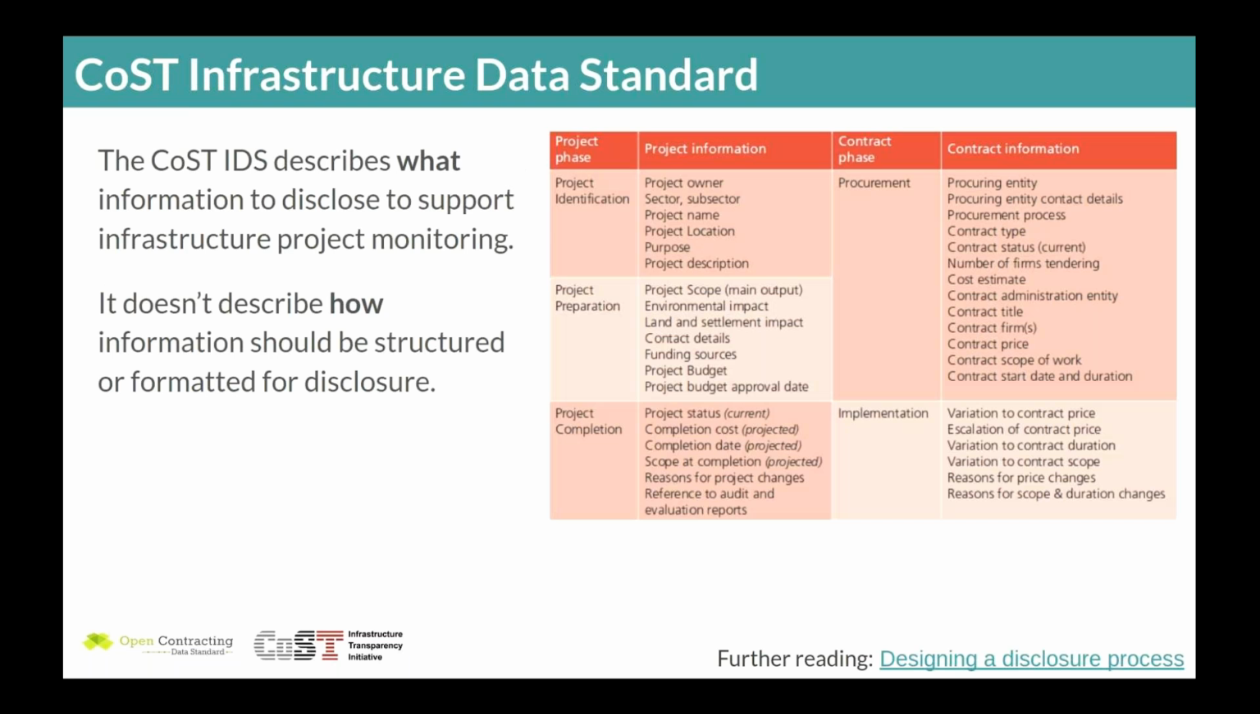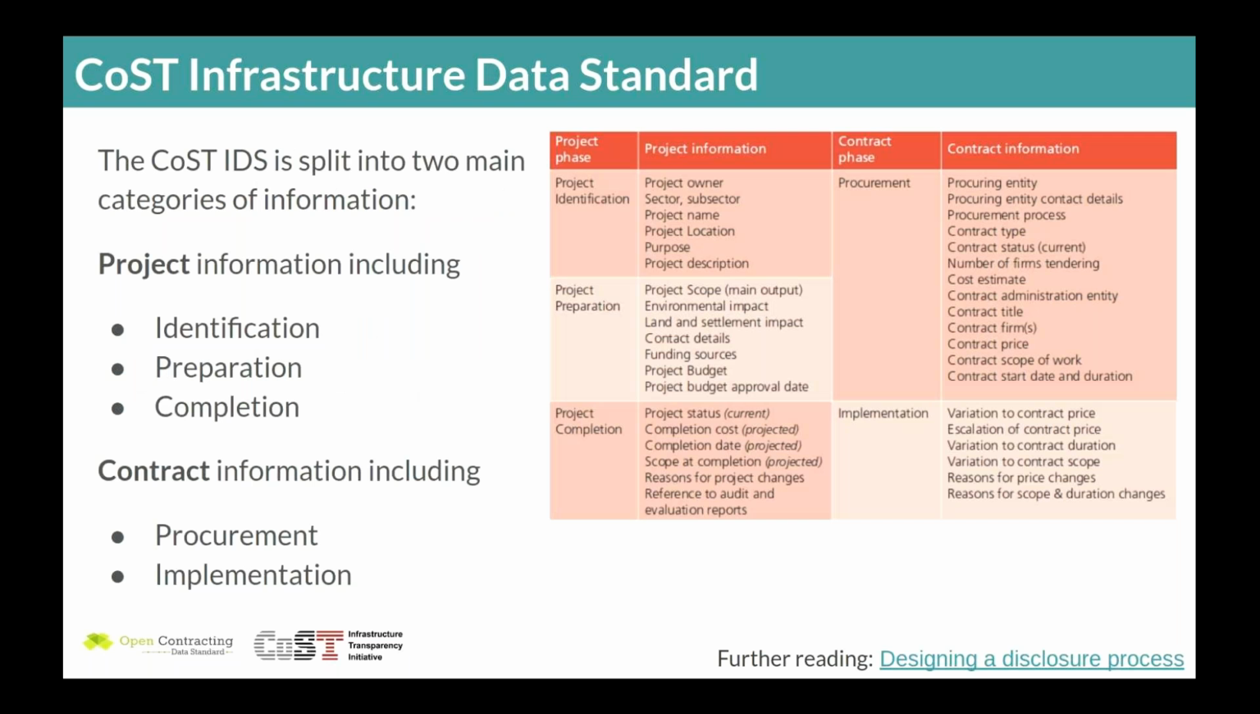So CoST is the Infrastructure Transparency Initiative, and what they did was they developed an infrastructure data standard, which is essentially a list of information about what should be disclosed, and it's all about the effective monitoring of infrastructure projects. So it's not actually a data standard in the usual sense, because it doesn't say how to structure or format the data, as we'll see later with OCDS, and you may know yourselves with OC4IDS that it says precisely what fields to publish in what way and what they mean, but IDS just says what to disclose.